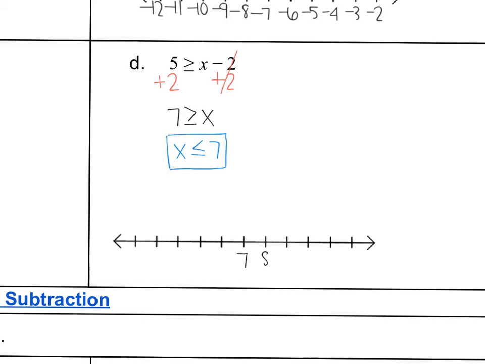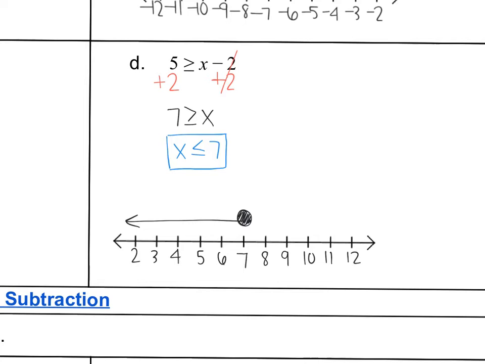Just like before, I'll put 7 in the middle of my number line and count up and down to fill in the rest of the number line. I'll put a closed circle at 7 this time because it's less than or equal to. Less than would go to the left, so I'll draw my arrow to the left.